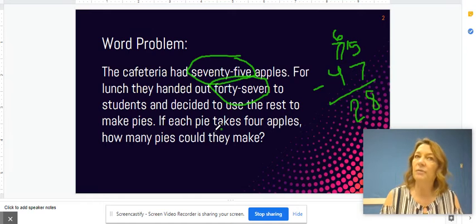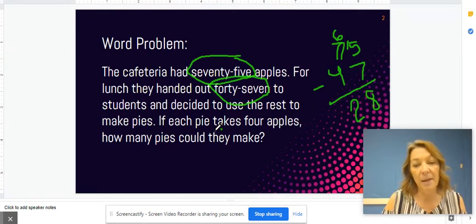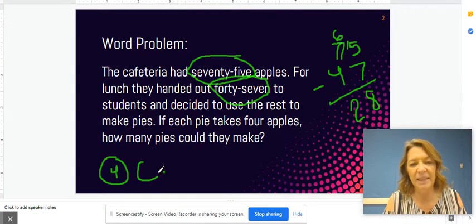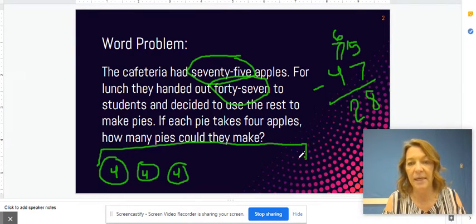They decided to use the rest to make pies. Oh, I love a good apple pie. If each pie takes 4 apples, how many pies could they make? So our next thing that we're going to do is figure out, here's my pie and it takes 4 apples. How many times do I need to make a pie and 4 apples to total 28? So I'm trying to find how many of these pies can they make when I use 28 apples.